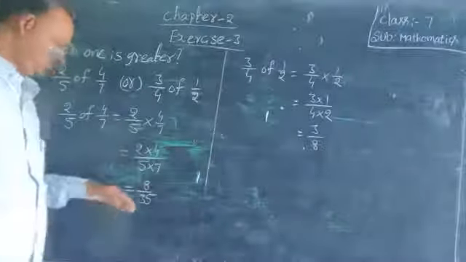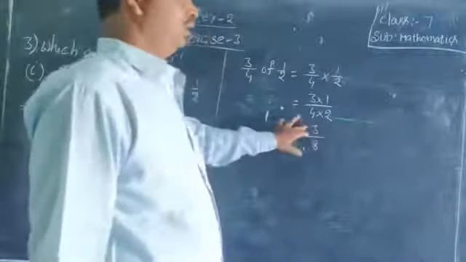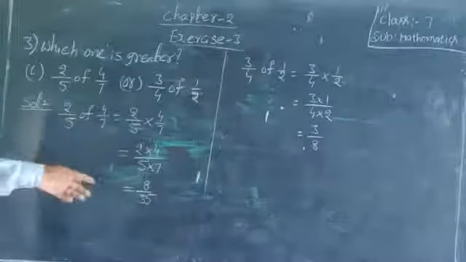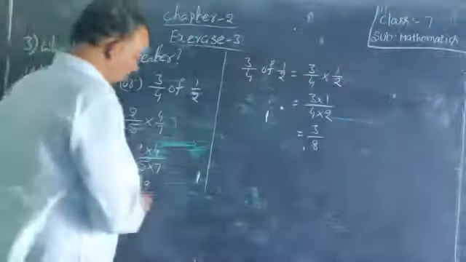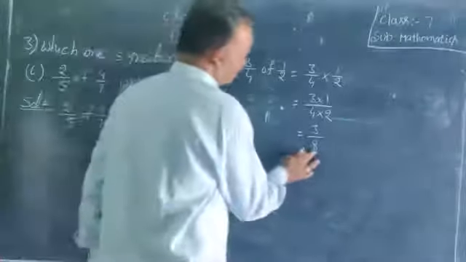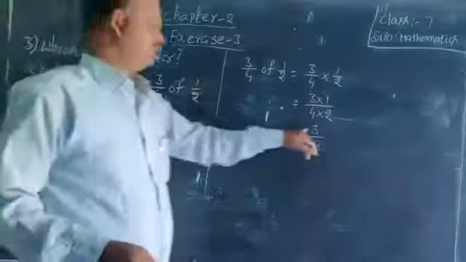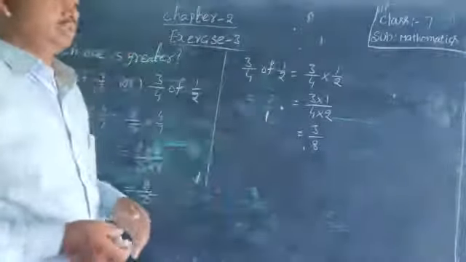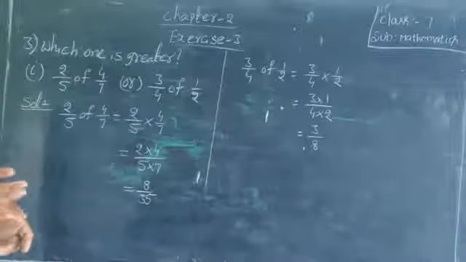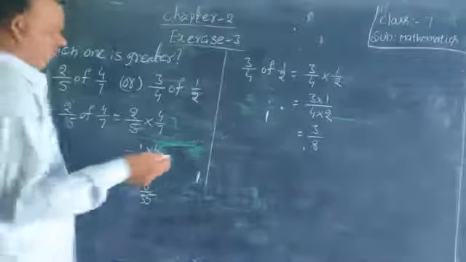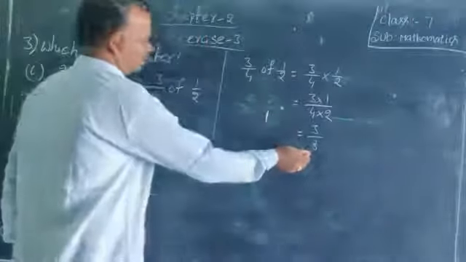Which one is greater? In these two fractions, 8 by 35 is there, here 3 by 8 is there. Which fraction is greater? How to find the value? Here the denominator is 35, here denominator is 8, so they are different, and also the numerator is 8, here is 3. So what do we say, which one is greater? We are equating the denominators. So here the value is 35. So we are multiplying the second denominator, that means 8.